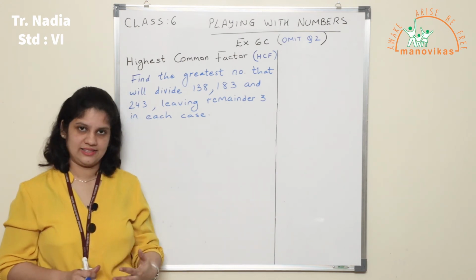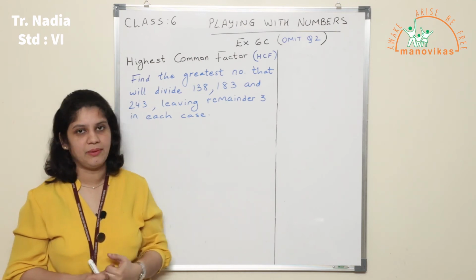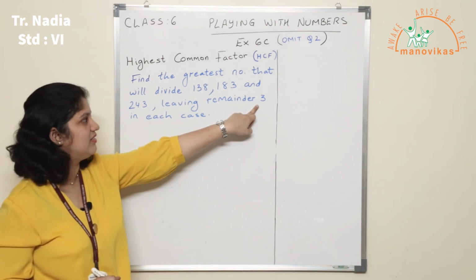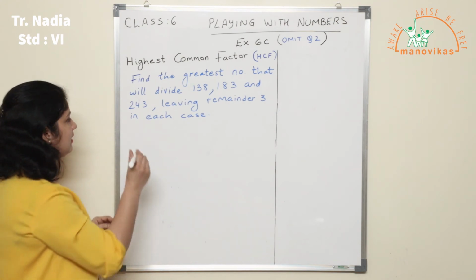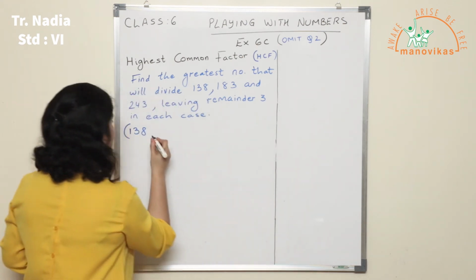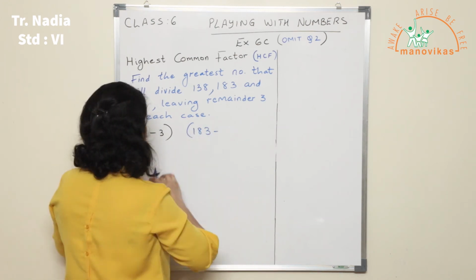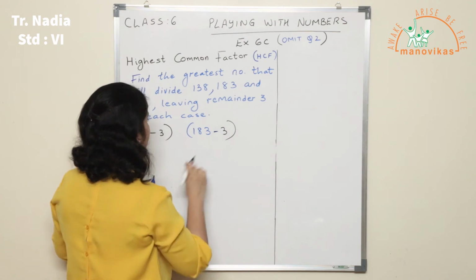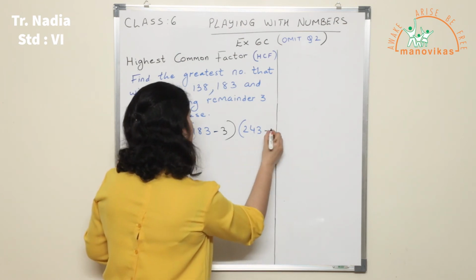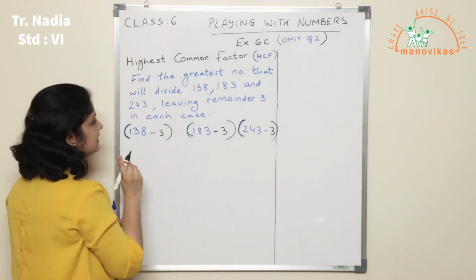Now how will you find the HCF? How will you find the greatest number which will divide these numbers as well as leave a remainder 3? Now for that, since they are telling that it has to leave a remainder 3, from every number that is given, we need to minus 3. So from 138, I will minus 3. From 183, I will minus 3. And from 243 also, I will minus 3. Okay, so from all the numbers which are given to me, I will minus 3 from them.